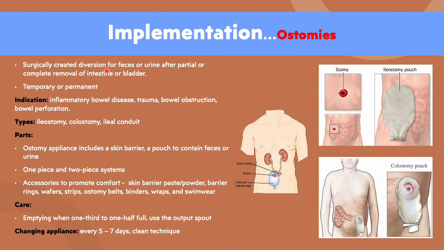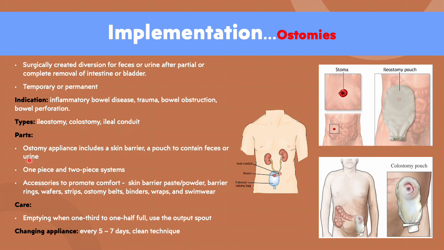Ostomies. Surgically created diversions for feces or urine after partial or complete removal of intestine or bladder. They can be temporary or permanent. They are indicated for inflammatory bowel disease, trauma, bowel obstructions, and bowel perforations. Three different types are ileostomy, colostomy, and an ileal conduit.